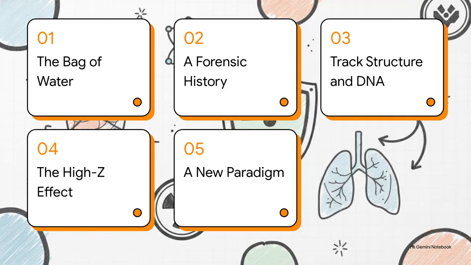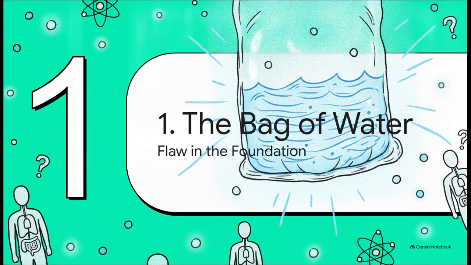So today, we'll be following the text's forensic investigation through 5 key areas. We're starting with the bag of water model, moving into a forensic history, looking at track structure and DNA, exploring the high Z effect, and wrapping up with a totally new radiation paradigm. Section 1. The bag of water, the flaw in the foundation.